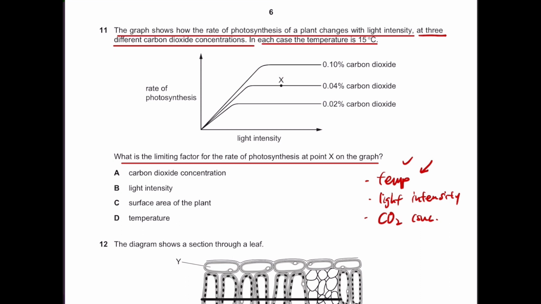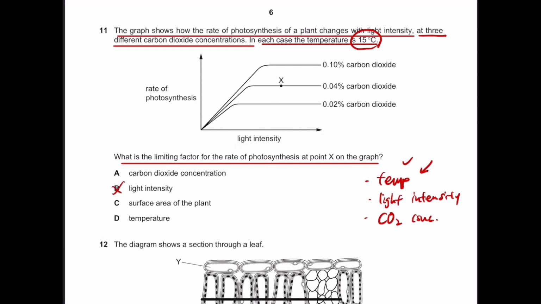Okay. Anyway, back to the question again. The temperature remained the same, so we can't be sure whether that's the limiting factor at X. But we're sure that the light intensity is no longer a limiting factor at X because it got increased, but the rate of photosynthesis is not increasing at all.